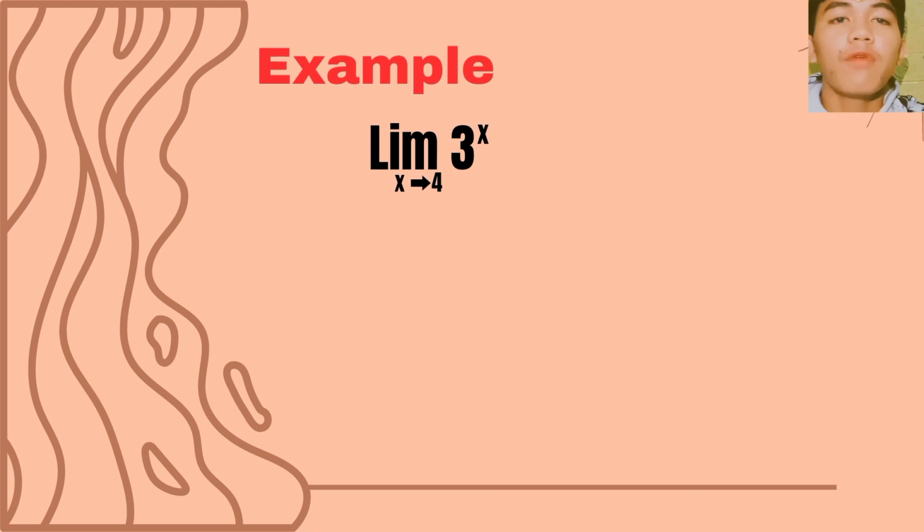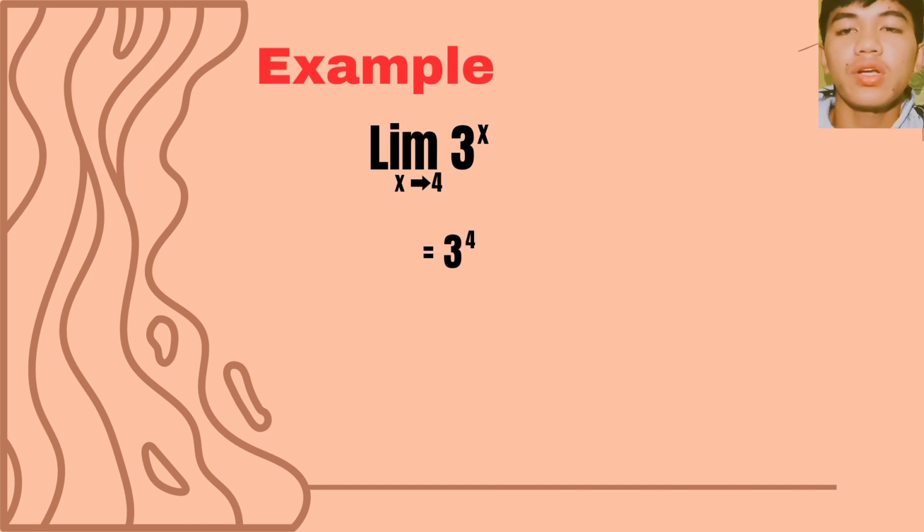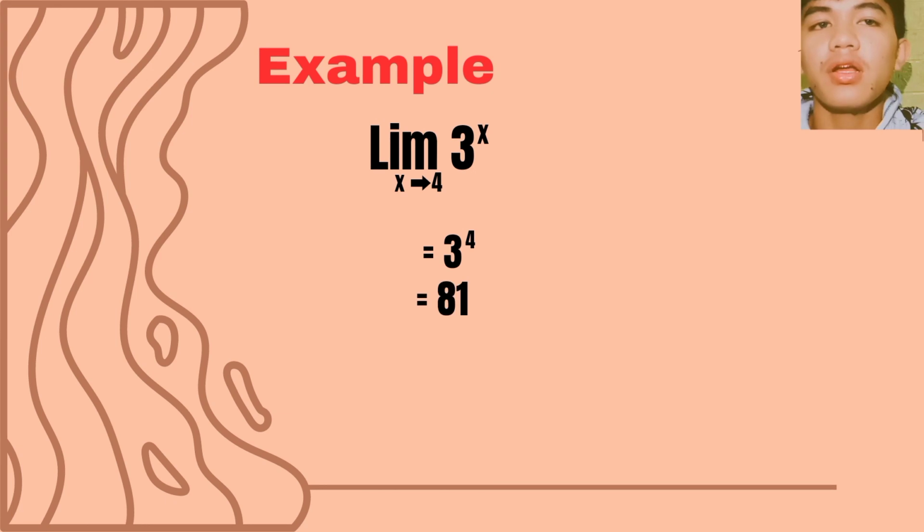Example number 1. Find the limit of 3 raised to x where x approaches 4. By substitution, x will become 4. So 3 raised to 4, that is equivalent to 81. So the limit of 3 raised to x when x approaches 4 is equal to 81.